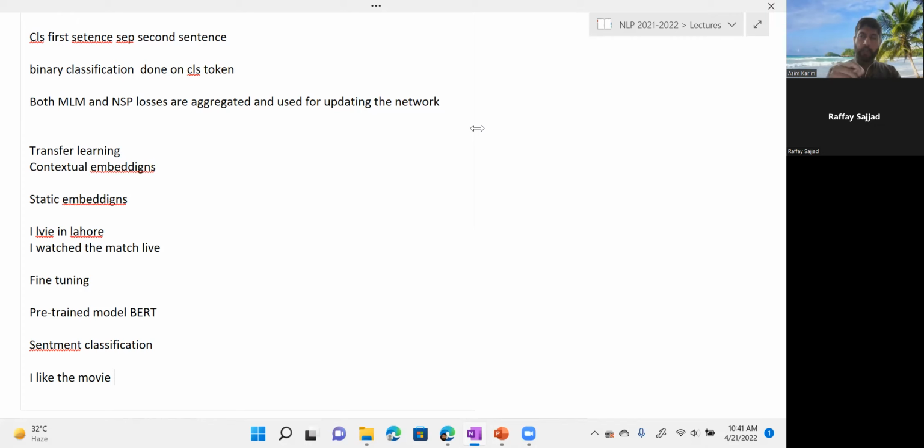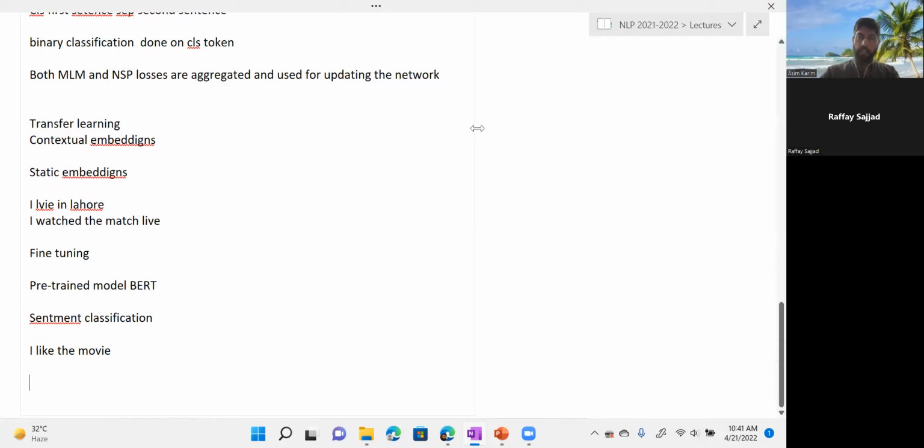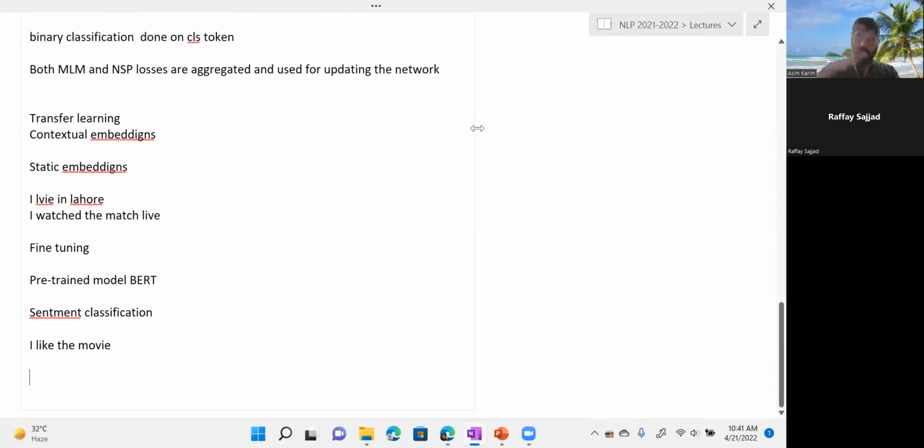But why would we like to do that? Why can't we just use this? So we can use just this same model. We do the classification further on top of the BERT model itself. So in other words, we have a CLS token. So I like the movie.